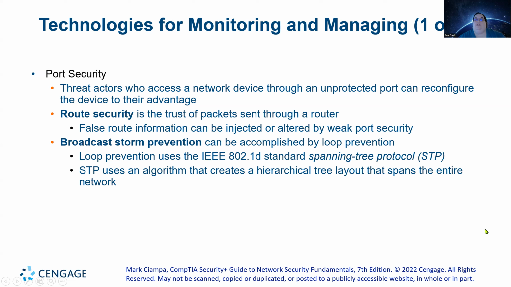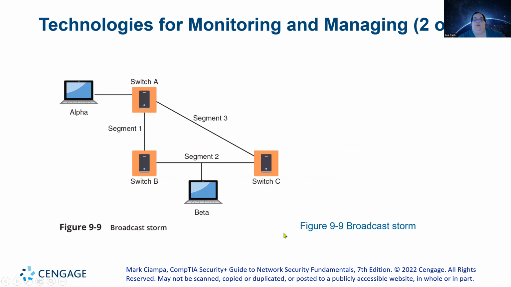Broadcast storm prevention can be accomplished by loop prevention. Loop prevention uses the IEEE 802.1D standard, Spanning Tree Protocol. I don't expect you to remember that. That's one of those things where it's good to know where to find it. STP uses an algorithm that creates a hierarchical tree layout that spans the entire network. So here's your example of what a broadcast storm looks like.